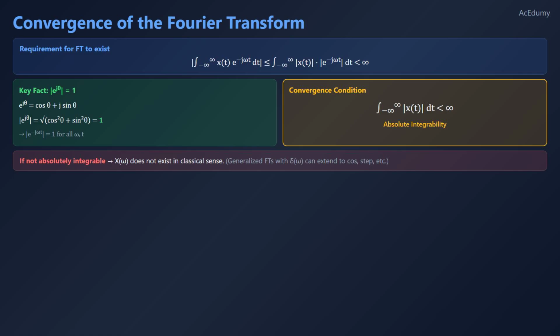This is called absolute integrability. If a signal is absolutely integrable, its Fourier transform exists. If not, the transform may not converge in the ordinary sense. Note, however, that generalized Fourier transforms using delta functions can extend this to signals like cosines and step functions.